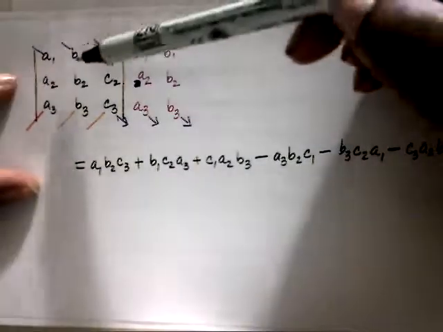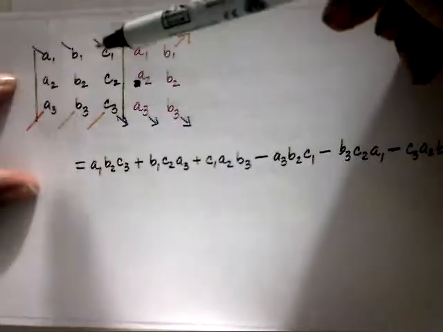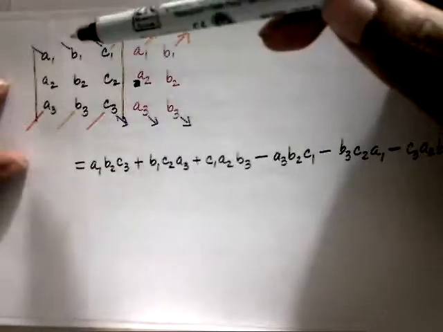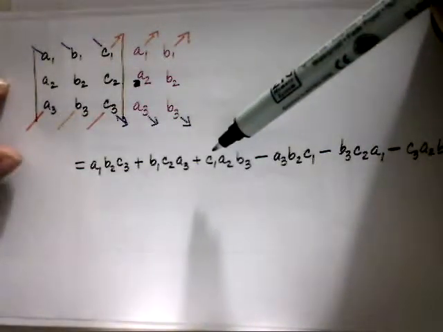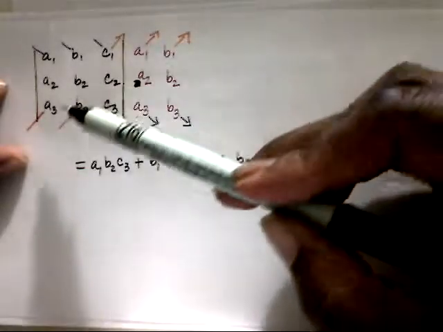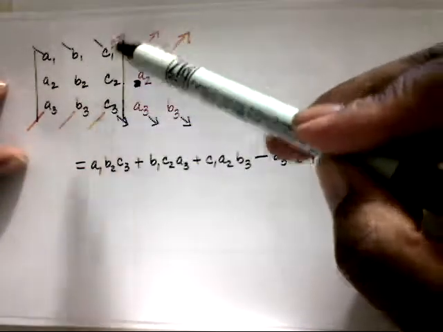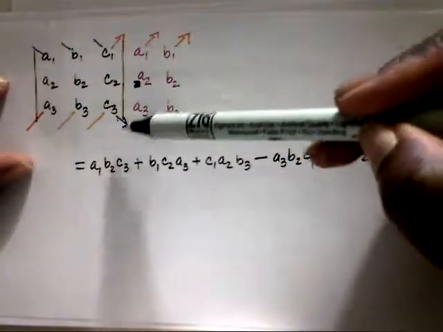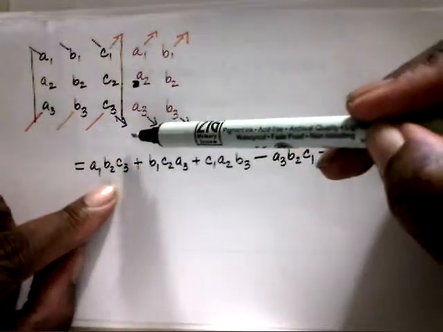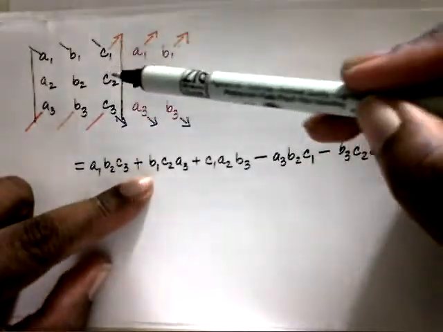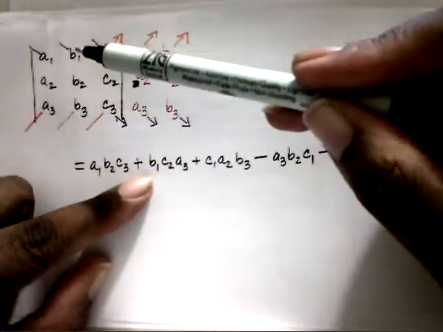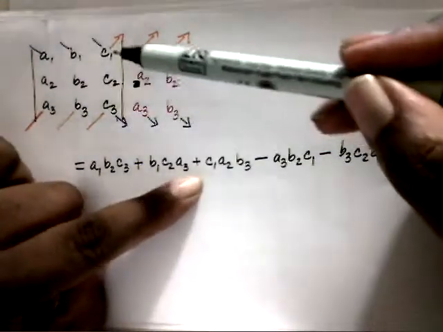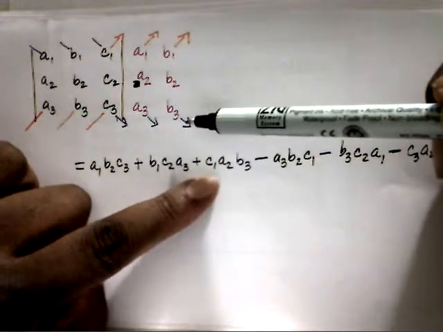And what I did was I took the sum of the products of the first three diagonals coming this way from the upper left to the lower right. And then I minus each of the products of the diagonals going this way from the lower left to the upper right. So this was going to be A1, B2, C3. That's this product plus the product of this diagonal, B1, C2, A3, plus the product of this diagonal, C1, A2, B3.